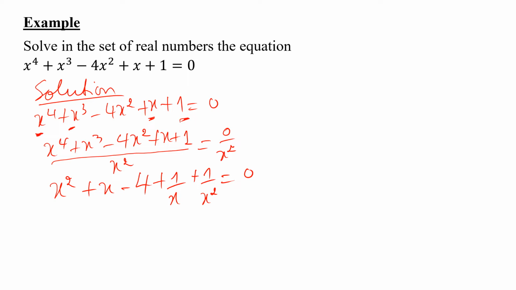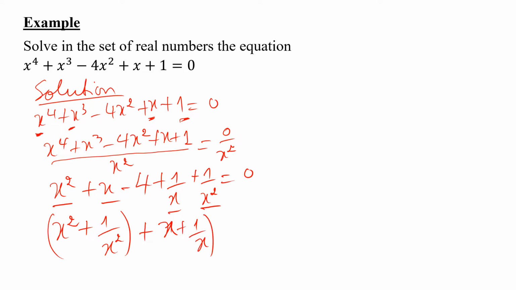Step number 2, we have to group the terms with the same power of x, which means that we group x squared and 1 over x squared, and we group x and 1 over x. Now you have x squared plus 1 over x squared, plus x plus 1 over x, minus 4 equals 0.